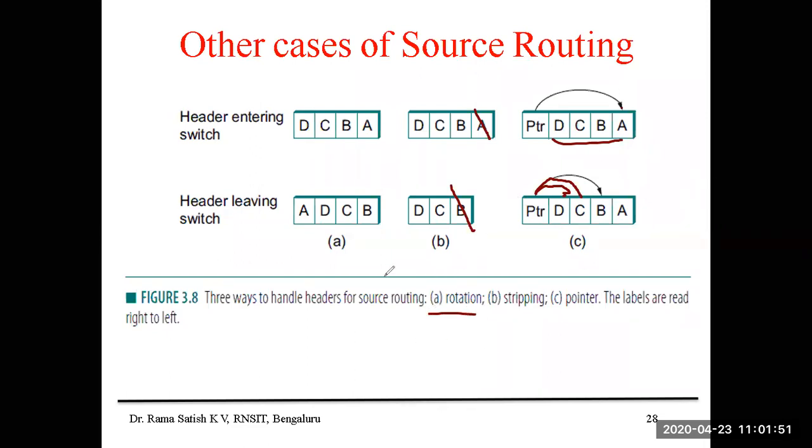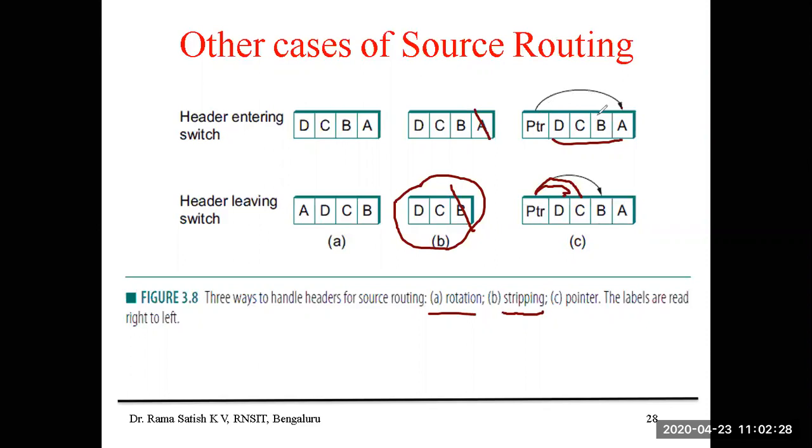One is rotation. Rotation I have explained. Stripping is very simple. It will keep on removing. Once it goes to switch 1, it will remove the front. Next, when it forwards it and reaches switch 2, it will remove. Next, when it reaches switch 3, it will remove. So it is just like that. Finally, when it reaches the destination, there will not be any content in the header, because each switch will remove one entry. So that is what stripping is about.